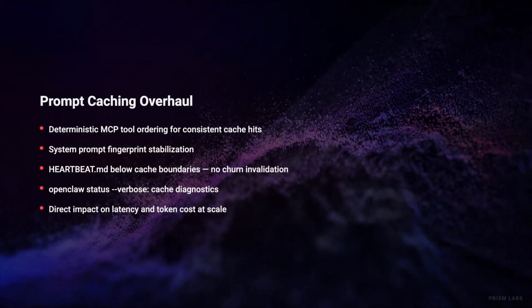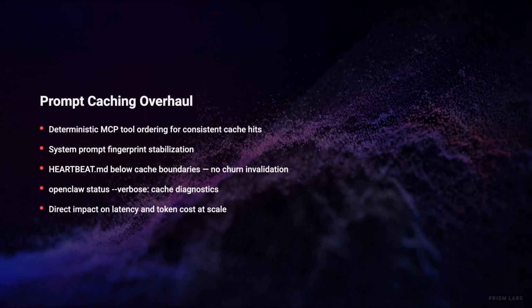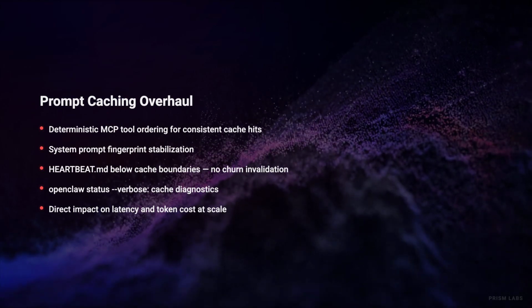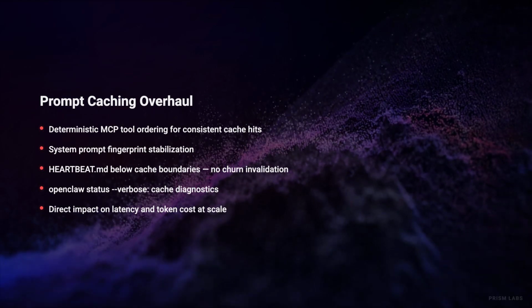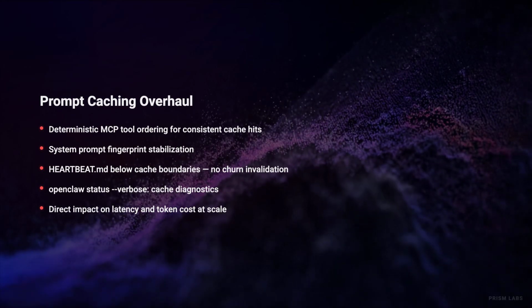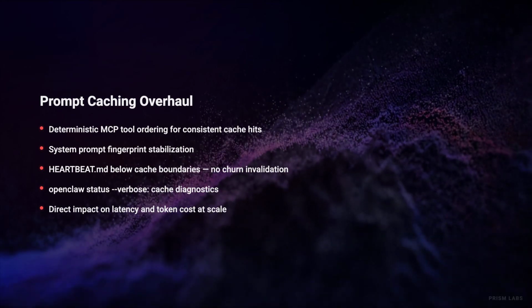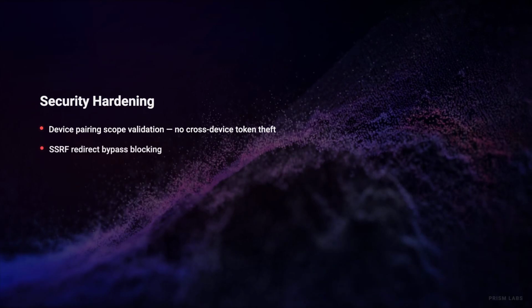And OpenClaw status --verbose now includes cache diagnostics so you can see hit rates and understand what's causing misses. For teams running OpenClaw at scale, where every cache miss means additional latency and cost, these improvements directly impact both performance and token spend. Security improvements span the full stack.